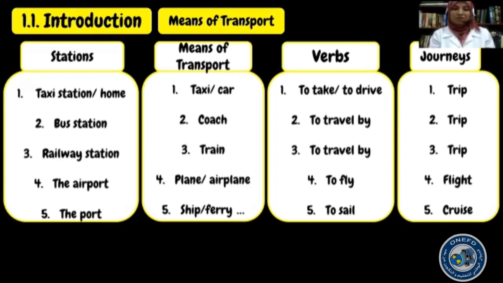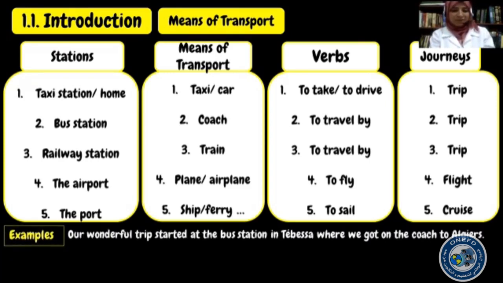Now let's see how to form a sentence to talk about the departures using all this information about means of transport. So we have the first example. Our wonderful trip started at the bus station in Tebessa, where we got on the coach to Algiers. So here we have the bus station, which is the departure in Tebessa, and we have the means of transport, the coach, and we have the final destination is Algiers.